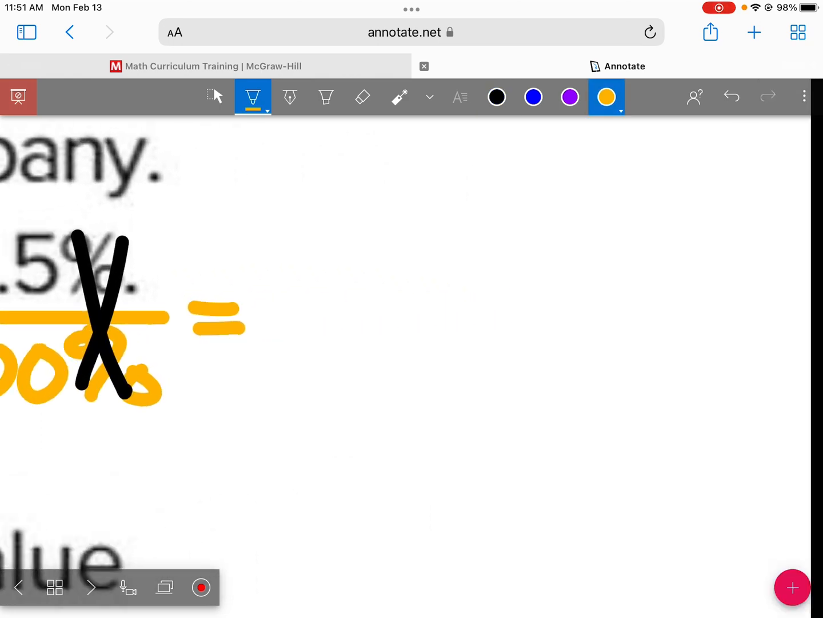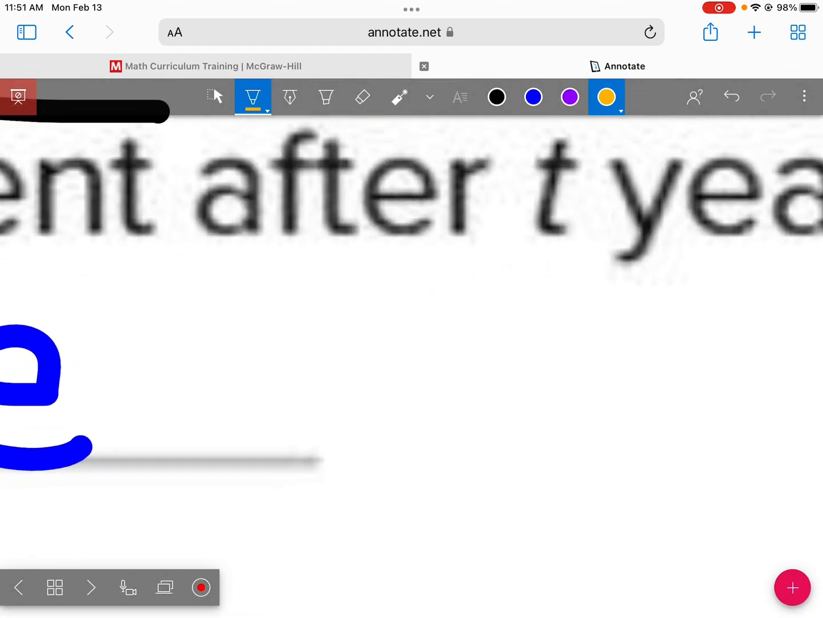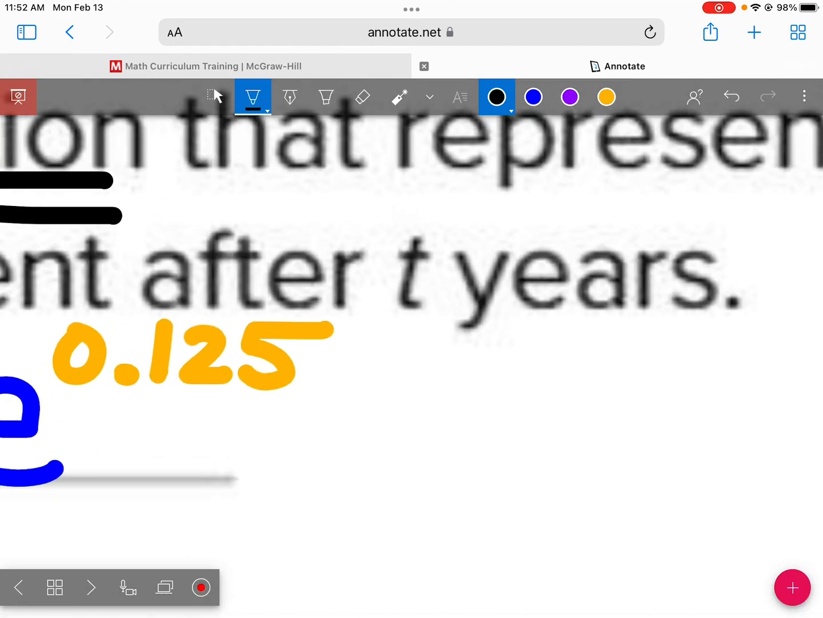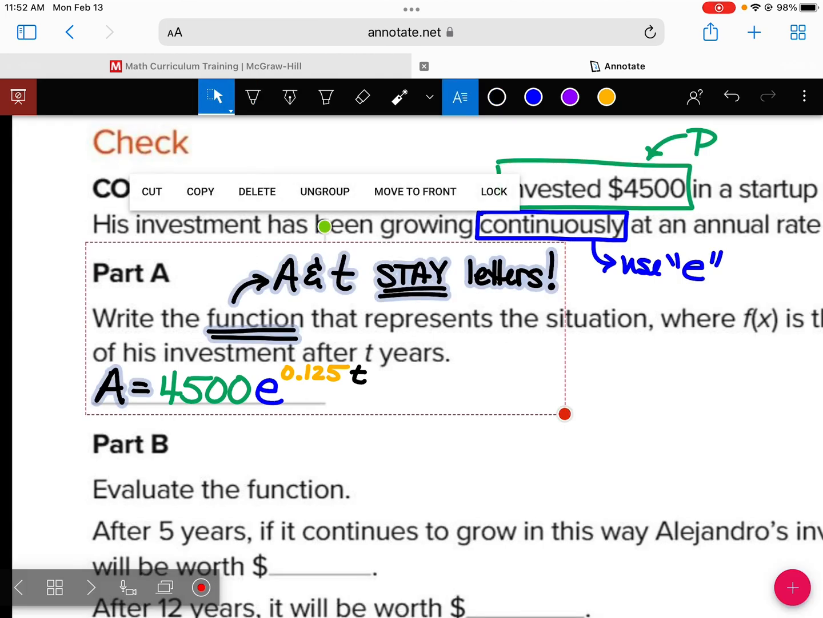And that gives me what? When I divide it by 100 on my calculator? 0.125. That's our rate, R. Where does that go here? In the exponent. Whenever we use E, the rate is an exponent. When we use the parentheses and 1 plus, R is the numerator of our fraction. All right, what else do I need? Time, which is T. Remember, A and T stay letters.